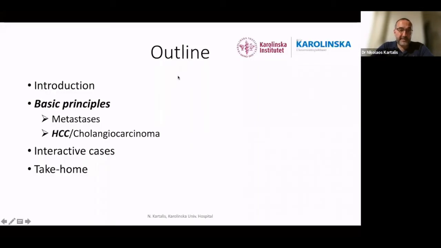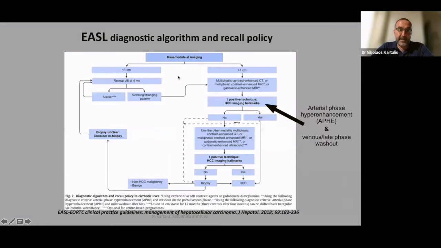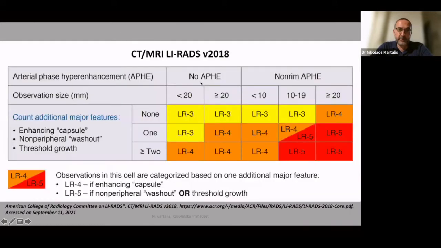Moving to the HCC, these are mostly seen in patients with cirrhosis, of course. In a small percentage, we can see HCCs even in patients without cirrhosis or chronic liver disease. The critical parts for the diagnosis are, of course, the arterial phase hyperenhancement and the washout in the venous or late venous phase, according to the EASL, and similarly to LI-RADS version 2018, where we base a lot of our diagnosis on the non-rim arterial phase hyperenhancement. The additional major features are enhancing capsule, non-peripheral washout, and threshold growth.